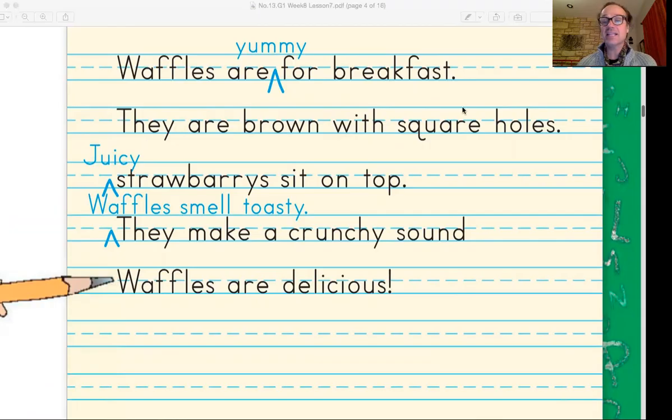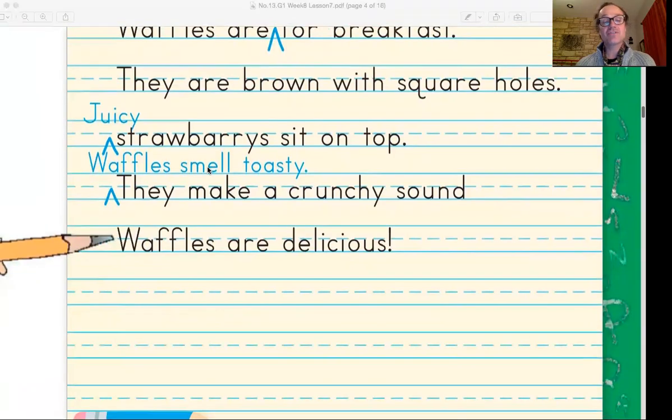She didn't add anything there, but she added something here. Juicy strawberries sit on top. Oh, that was a sensory word. And here's a sensory thing, the smell. It smells toasty. She wrote, waffles smell toasty. They make a crunchy sound. Waffles are delicious. So you can see she made this little mark and then she added those things.